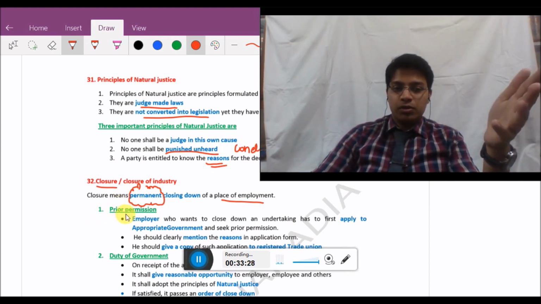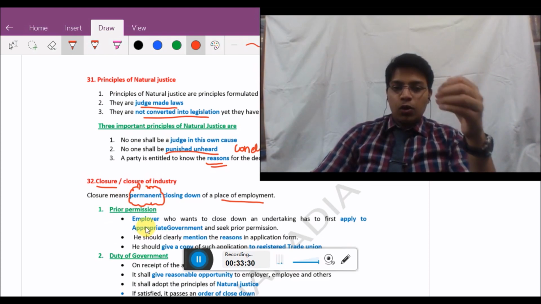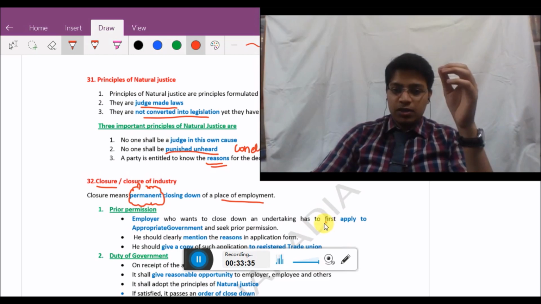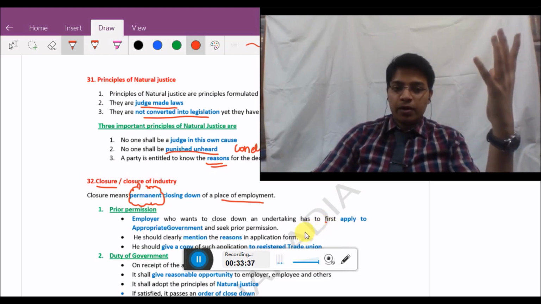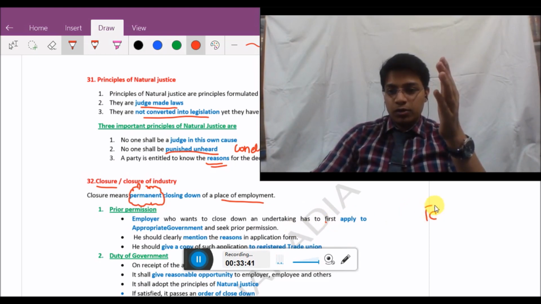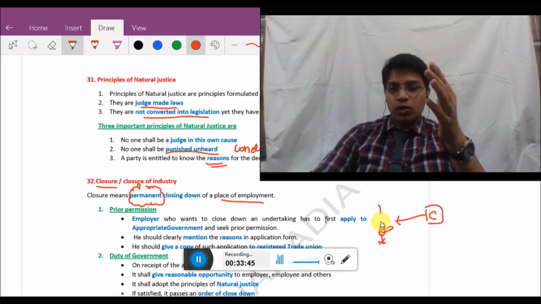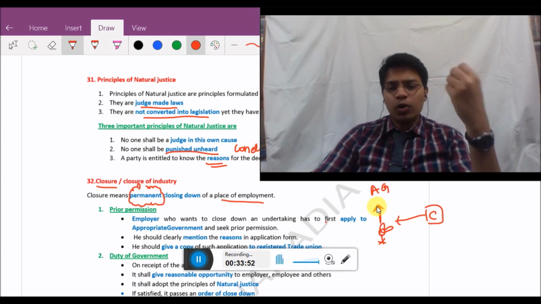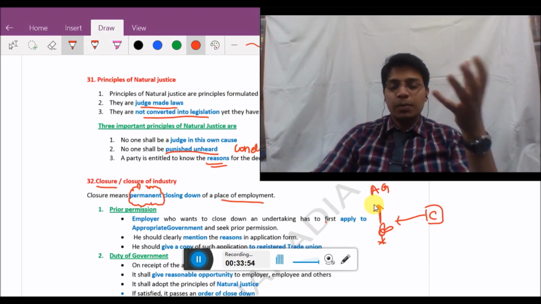Prior permission. An employer who wants to close down an undertaking has to first apply to the appropriate government and seek prior permission before the closure. Why is permission required? What do you think? Because this is a permanent thing.